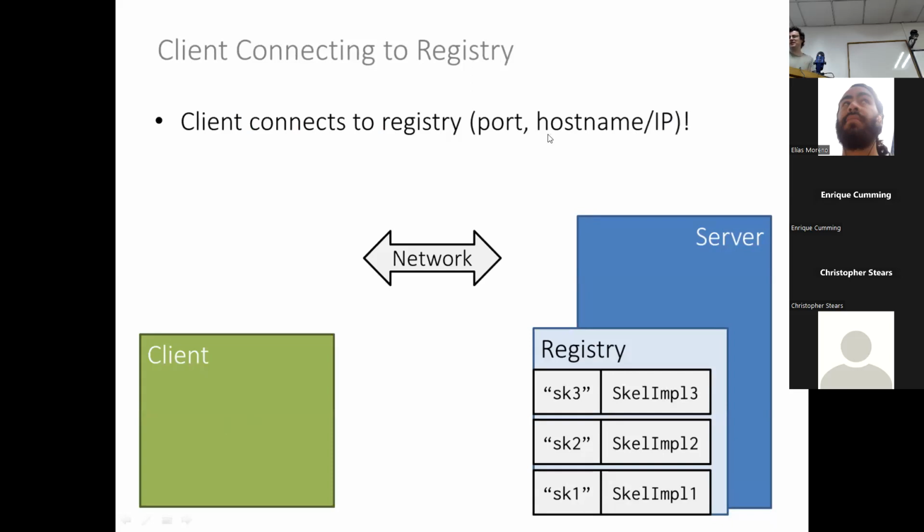So the client has to connect to the registry. It needs to know the port and the host name or IP of the server. So you need some details of where the server is. That way you can connect to the registry. So if you wanted to connect to the directory I'm going to host on this machine here.